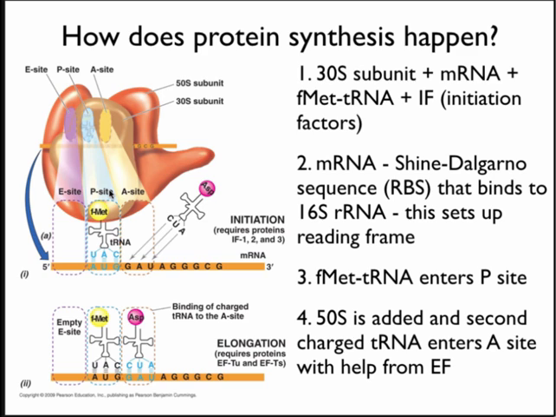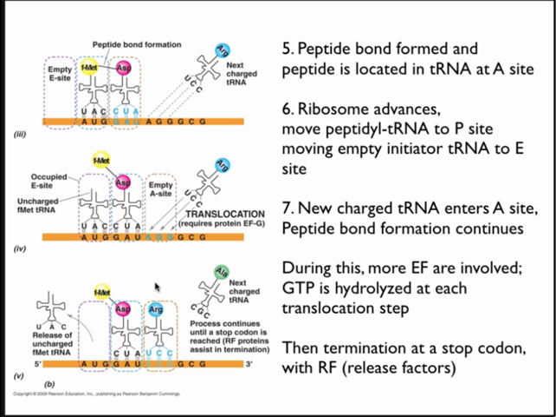It binds and enters the P site. Then you have another one, enters the A site, and now you're ready for the next step, which is elongation, right? Peptide bonds form between the two. It's located at the tRNA A site. The ribosome advances and it moves everything over, right? So now the initially charged fMet tRNA is now in the E site, or exit site.